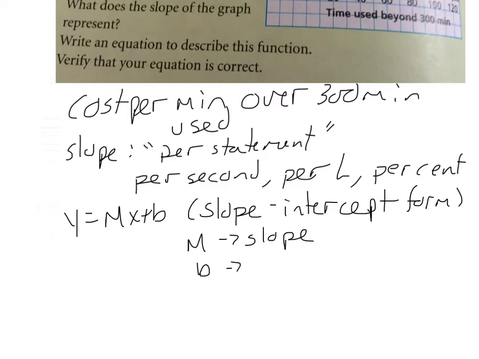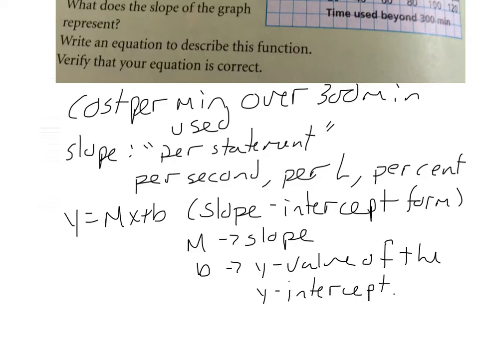B is the y value of the y-intercept. So, look at your graph. Our graph tells us M is, I'm going to bring that back down so we can take a look.